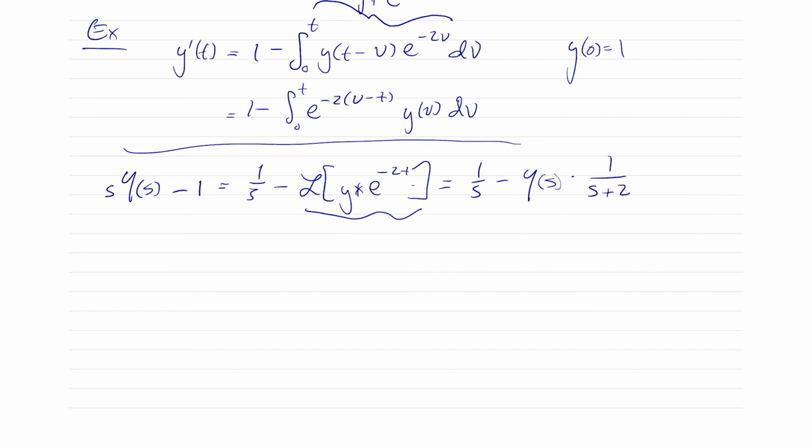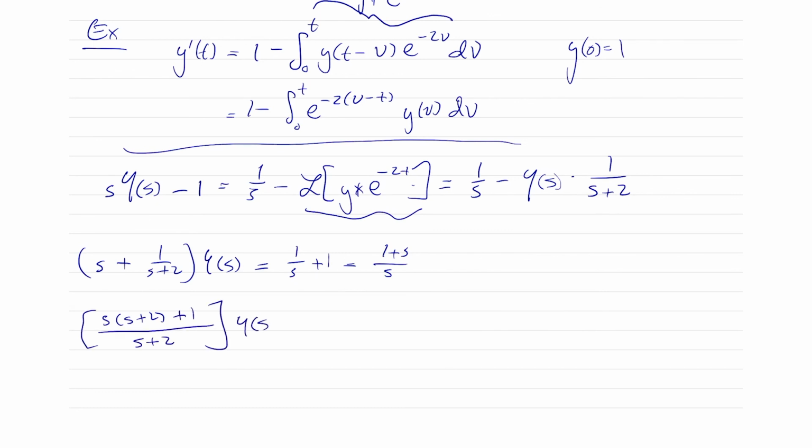After that, we just need to solve for y. So we have s plus 1 over s plus 2, times y of s, is equal to 1 over s plus 1. 1 over s plus 1 is 1 plus s over s. On the other hand, s plus 1 over s plus 2 is s times s plus 2 plus 1, divided by s plus 2, right? So that times y of s is equal to 1 plus s over s.